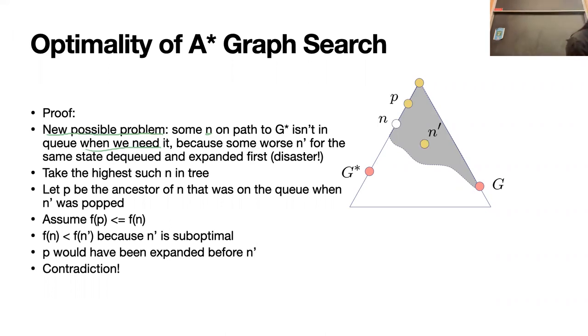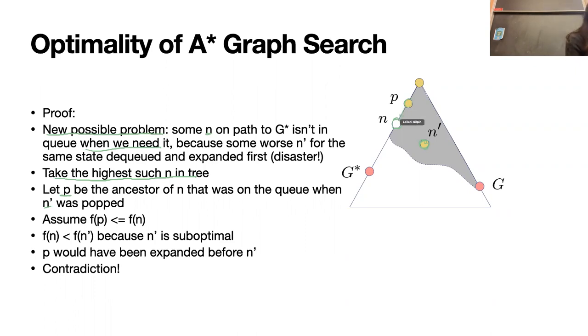That means that there is some n, which is better, up here. And there's some worse n prime here, and it's been expanded first. You can see it here in the search. Now we are going to take the highest such n in the tree. We're assuming it's the highest, and then we're comparing it to this n prime here. We're going to let p be the ancestor of n that was on the queue when n prime was popped off the queue. So again, this is our p, some ancestor of n.